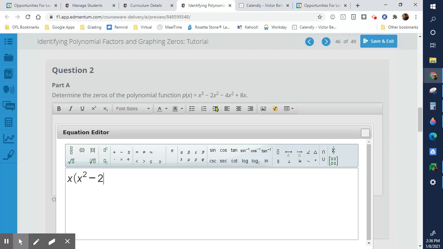So we get that. Now from here, we can actually factor it a little bit more by using the x rule.